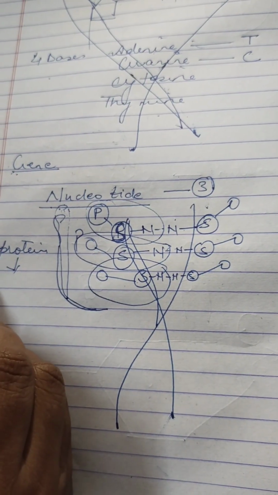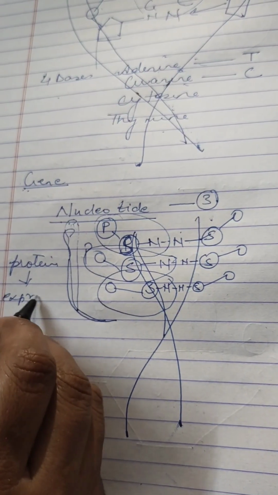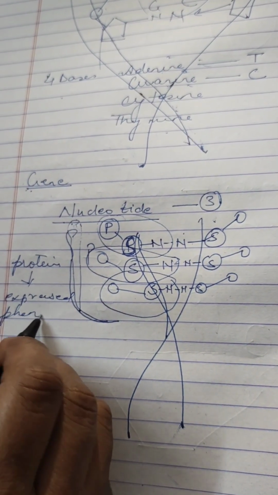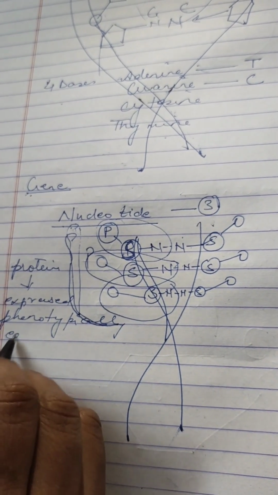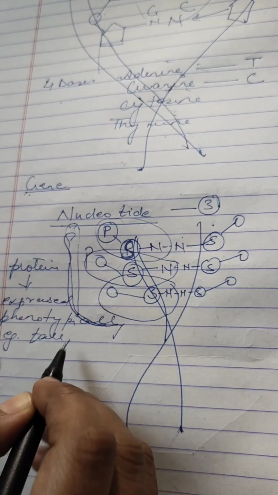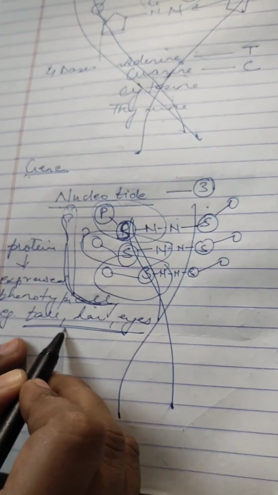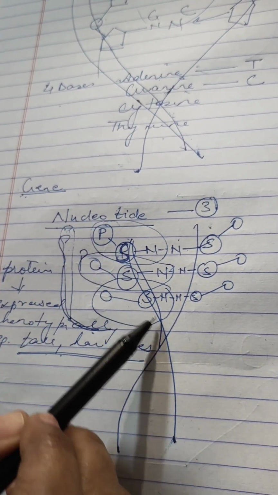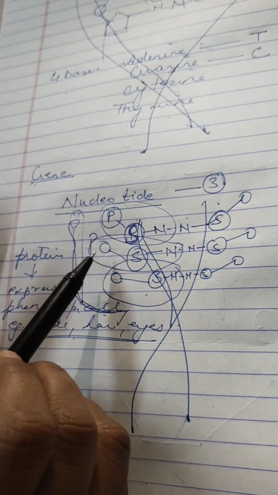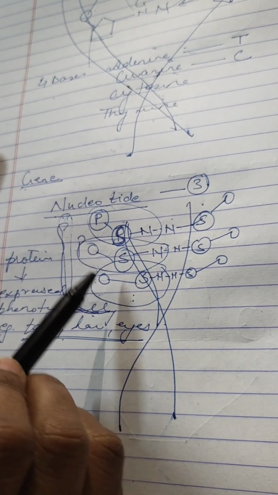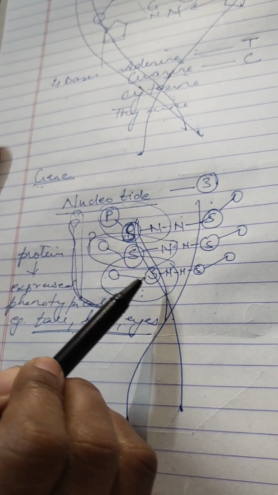which, during cell division or in an offspring, is expressed phenotypically. Phenotypically means it carries certain features. For example, tall, features like hair, features like eyes. So these are the genes which are present on a DNA, and it is a section of a nucleotide. It is a few sections of nucleotides of DNA which is known as gene. Gene is only a set of nucleotides of a DNA.